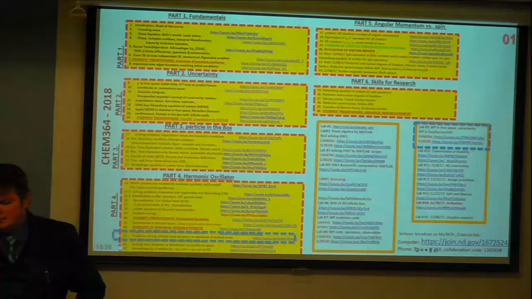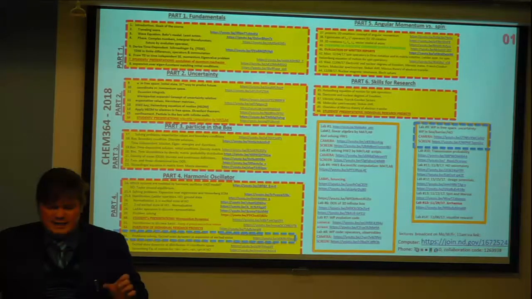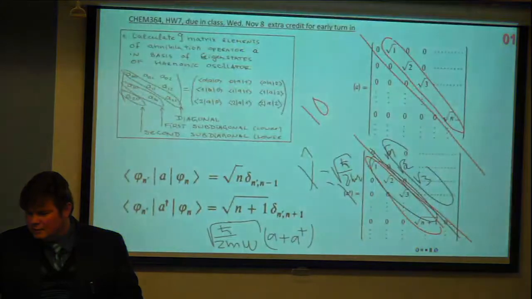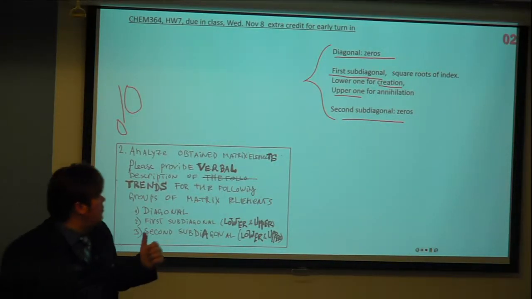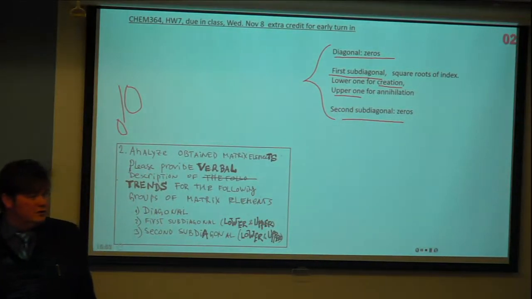So there will be a regular number, about 10 new slides, but an excessive number of recalls from previous things. So this is key for the homework, but I see you got it right. Upper subdiagonal square roots: lower one for creation, upper one for annihilation, right? You got it.